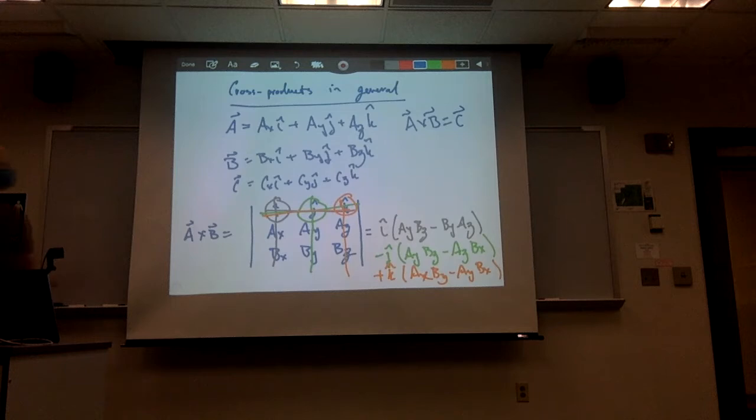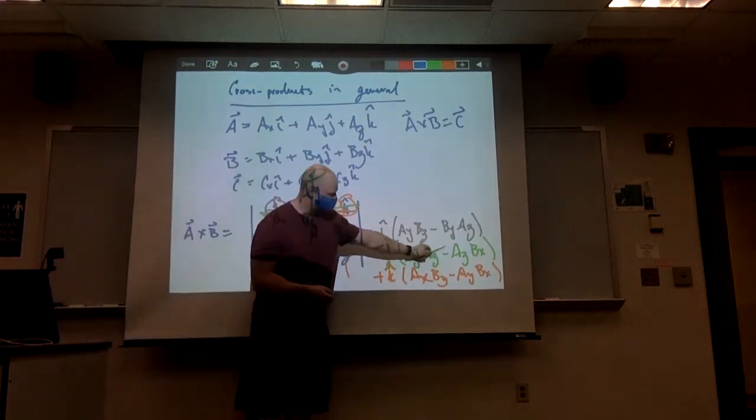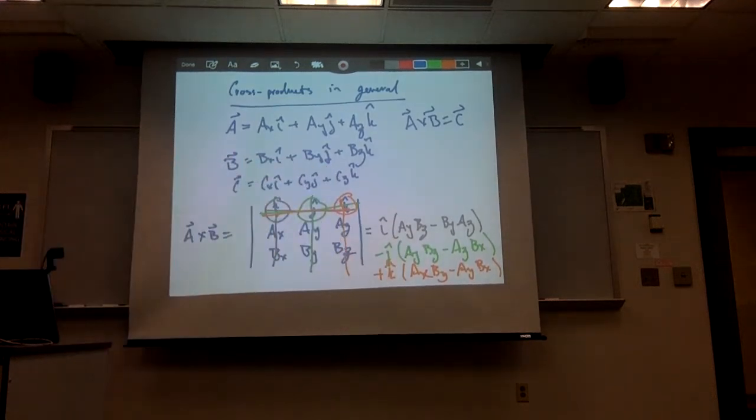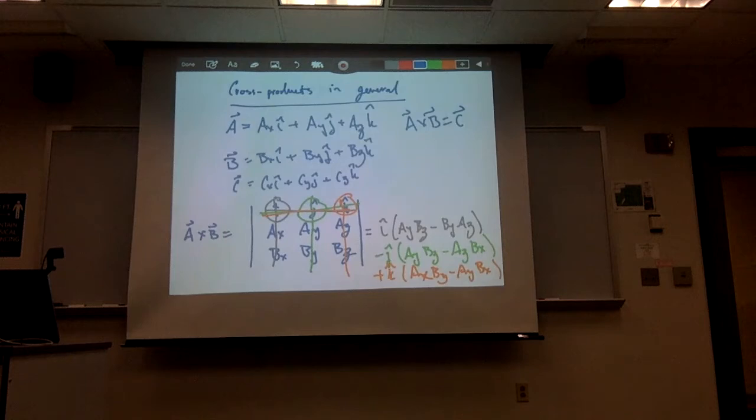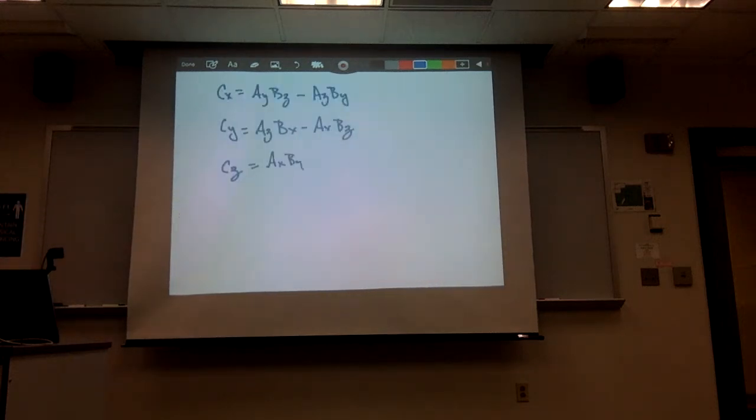My y component from here, I'm going to distribute the negative sign on each side. So we're going to make this guy positive, this guy negative. So this is going to be equal to AzBx minus AxBz. And finally, my z component is going to be equal to, from this guy, simply AxBy minus AyBx. So these are the components of my product, which is generated by these two other vectors.